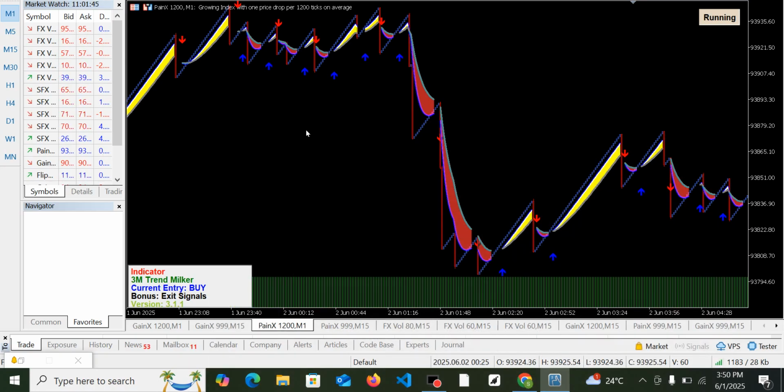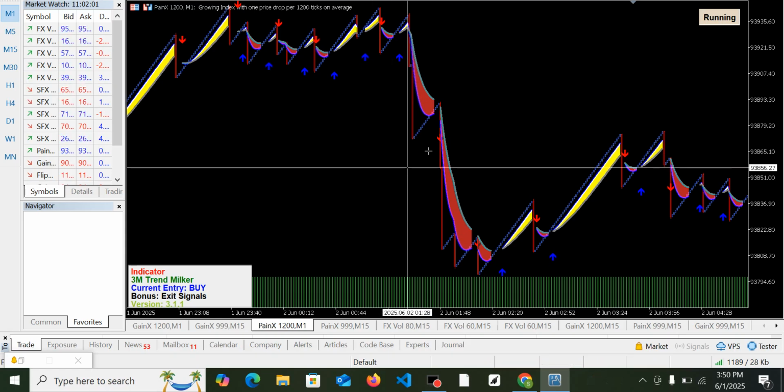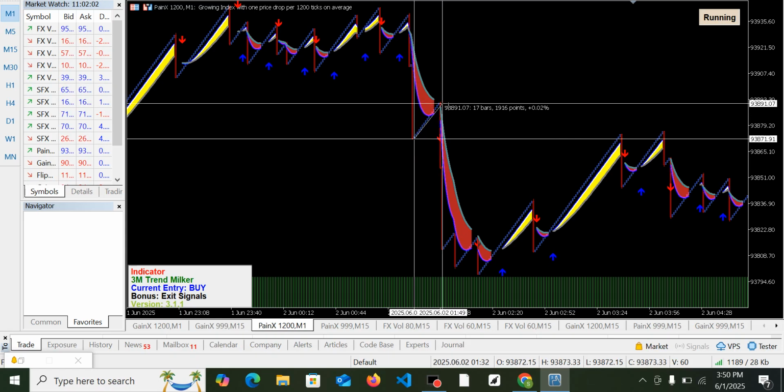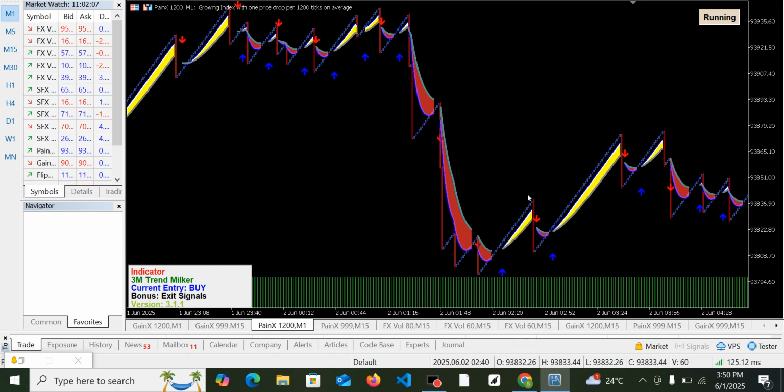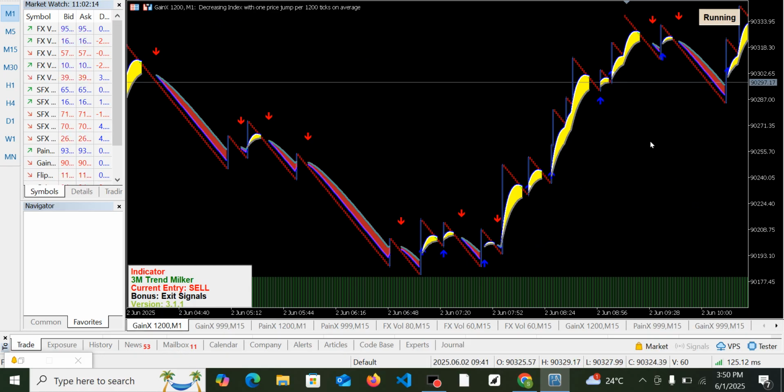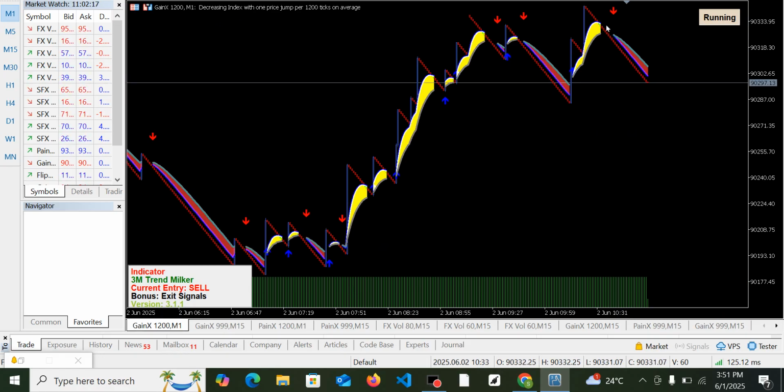So you can see this is Pain X. It picked up from here, got to the resistance zone, crashed down, got to the resistance zone, crashed down again. So it will only crash down from the resistance zone. You can see it right there, got here, crashed down. So this is for Pain X. Now let's check out Gain X. For Gain X, you can see it sold.